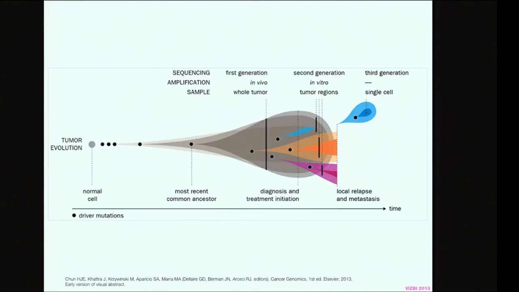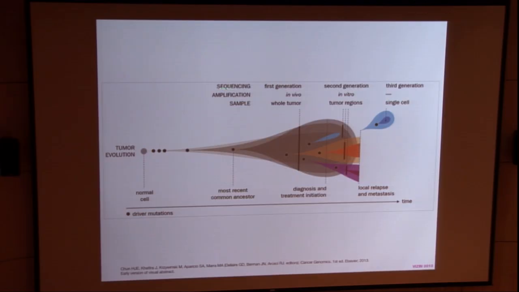So in the next version, I thought, well, let's put in some aspect of the sequencing, such as amplification. The one thing about third generation technologies is that no amplification is necessary, and so the biases associated with amplifying DNA are not there. And we would sample single cells, tumor regions, and whole tumor. And I indicated the concept of sampling by these drop bars, which look like dipsticks.